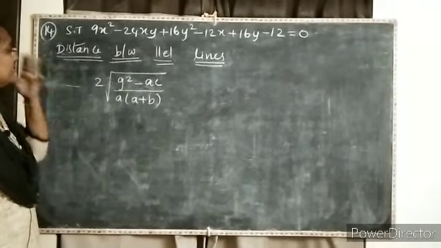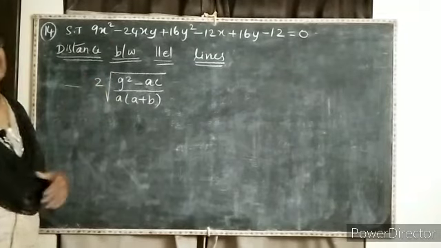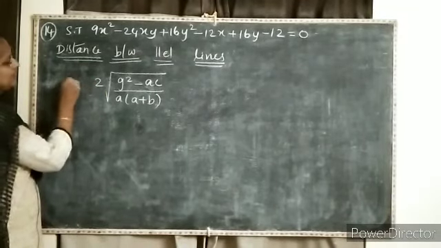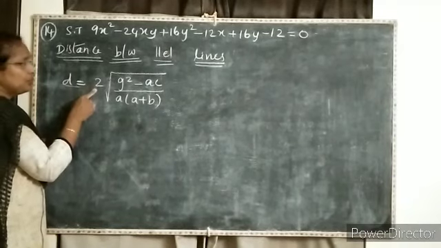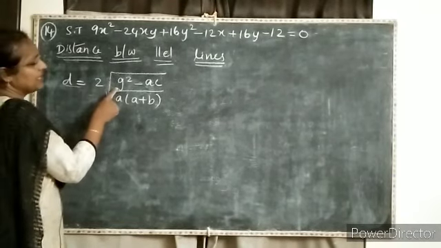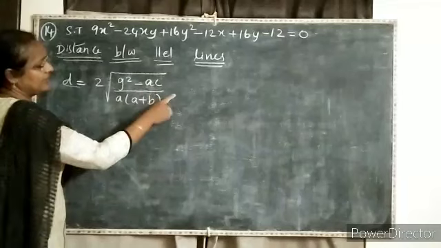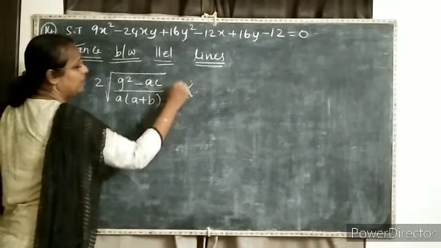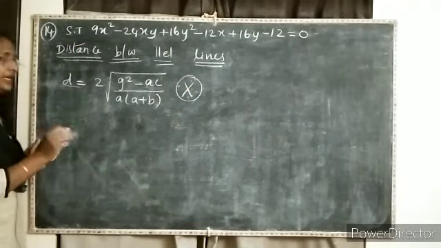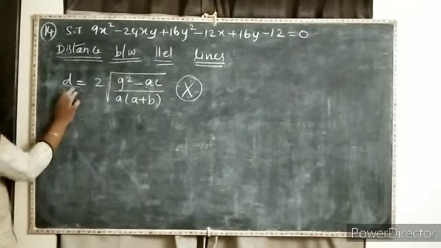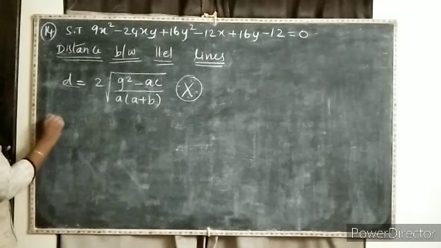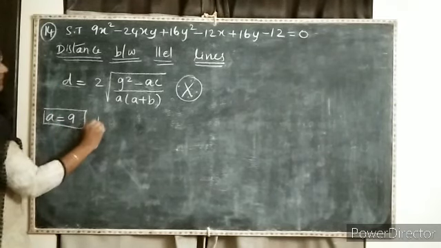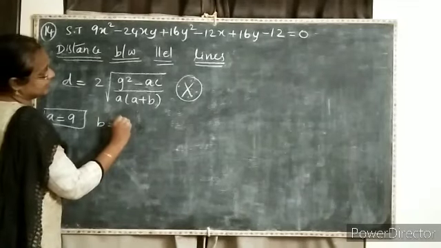Okay students, now we'll continue with the distance between the parallel lines of the same problem. The formula to find the distance between the parallel lines is 2 into the square root of (g² − ac) divided by a(a + b), which is a very important formula. You have to learn it. a is 9, and b is 16.